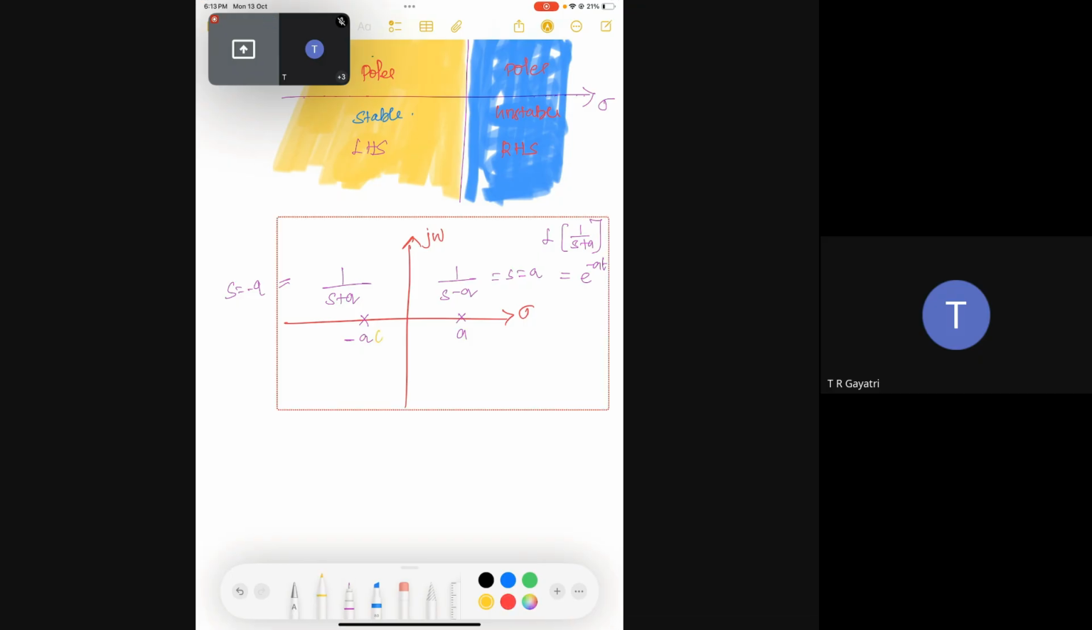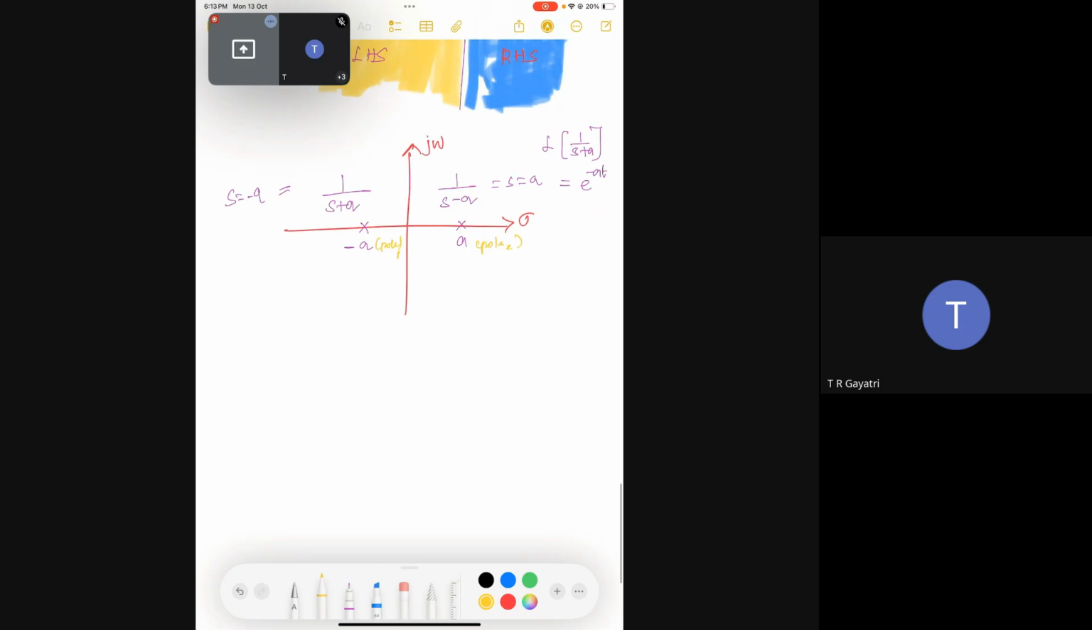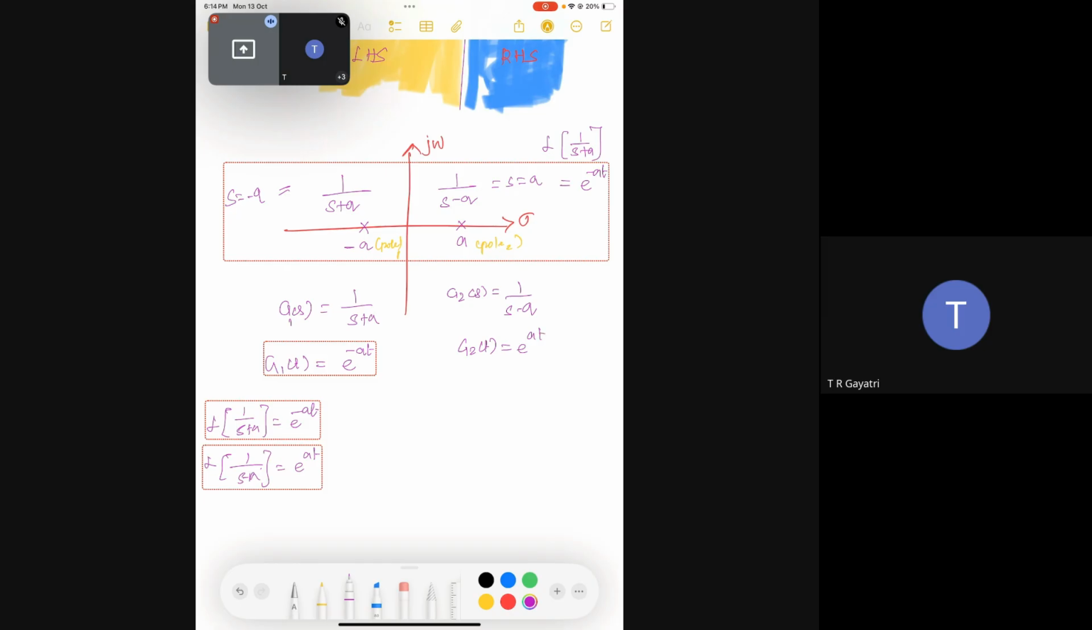For example, pole of system 1, pole of system 2. Right. Now I'm going to consider both systems simultaneously. G1 of s is equal to 1 by s plus a, G2 of s is equal to 1 by s minus a. Now if I take the Laplace inverse and find g1 of t, this will become e power minus at, because the inverse Laplace of 1 by s plus a is e power minus at, and of 1 by s minus a is e power at. So G2 of t is equal to e power at.